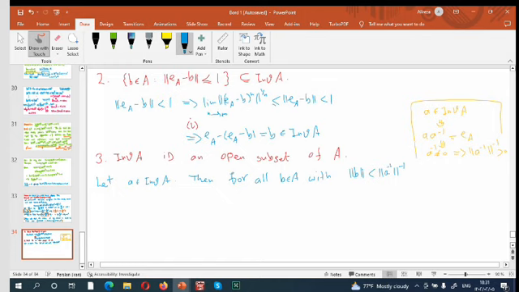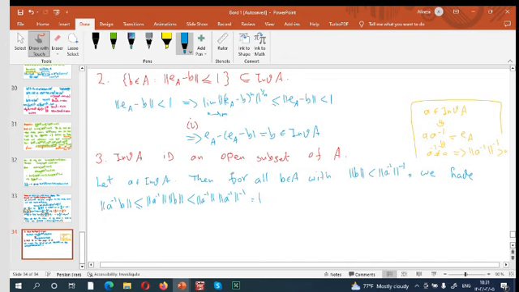We have, for any B with this property, the norm of A minus 1 B is less than or equal to the norm of A minus 1 times the norm of B. And this is less than 1 with this property, because this is less than, let me write more complete. Okay? This is less than 1.